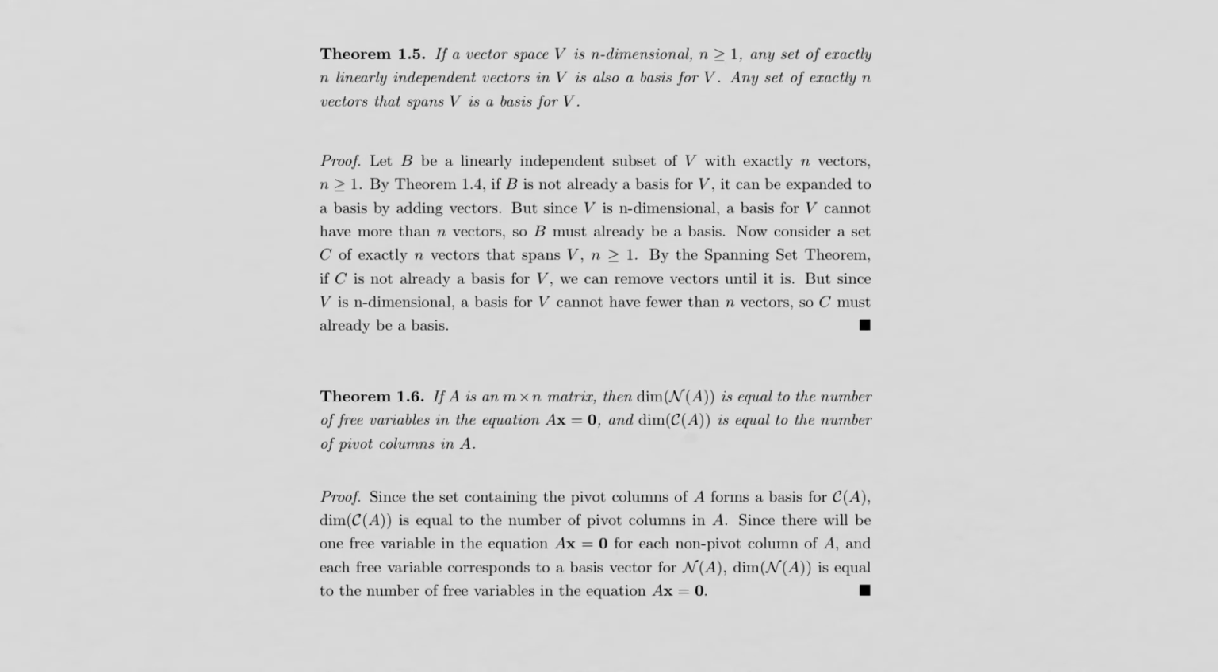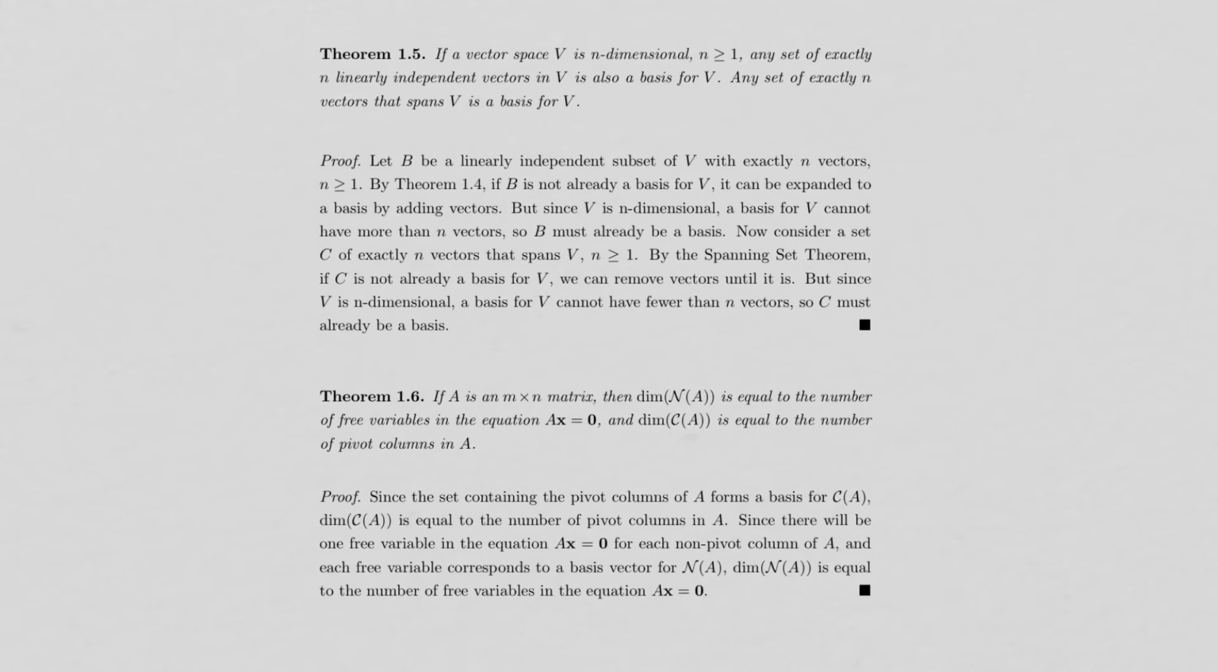Our next theorem says if V is an n-dimensional vector space where n is greater than or equal to 1, and that just excludes the 0 vector space, so the dimension can't be 0. Any set of exactly n linearly independent vectors in V is also a basis for V. Also, any set of exactly n vectors that spans V is a basis for V. I'll skip the proof for now. You should read through it to make sure you can follow that. But I want to focus on what this is saying.